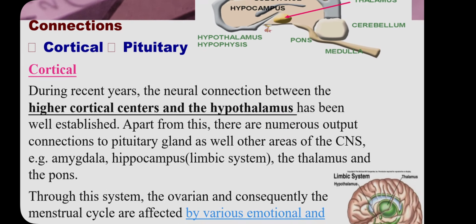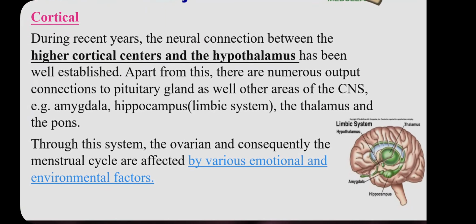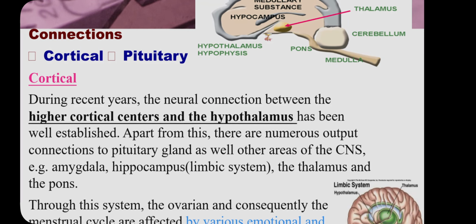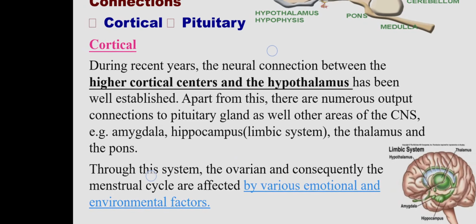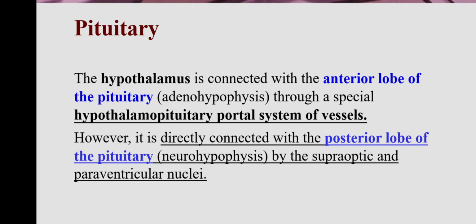Because it has neural connections with the higher cortical centers, it influences the ovaries by certain factors like emotional factors and environmental factors. This is the reason we can say that emotional or environmental factors affect the menstrual cycle or reproductive system in females through these connections of the hypothalamus with the other centers of the brain.